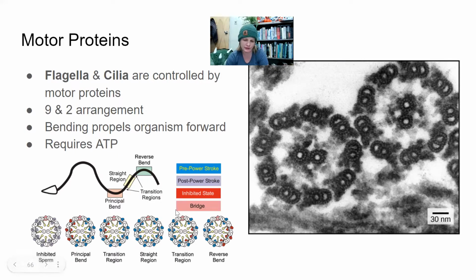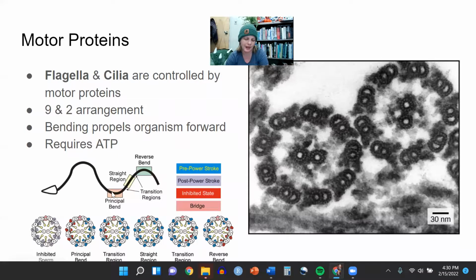And here, this is a figure demonstrating that in the principal bend, these guys are activated, and then in the straight region, everybody's kind of chill. And then in the reverse bend, it's these guys over here that are activated. The point of this is that it's the cytoskeleton that controls which of these protein couplets are being moved, and that's what controls the motion of the flagella or the cilia that allow the cell to move through the watery substance. Okay, so that is all that I have for cells.